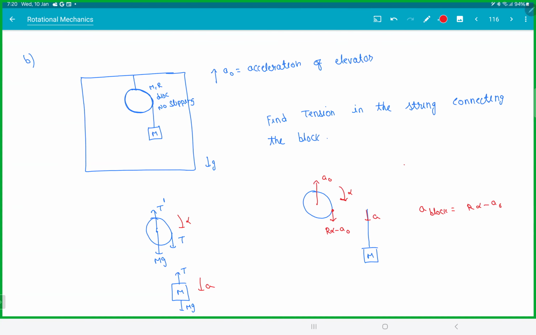Then equations are same though. So if you take torque about the center, T into R is equal to I alpha, mg minus T is equal to ma. They all look same, only the constraint equation will be different. I will leave it to you here. This equation will change. Everything else will remain same. Substitute and you'll get the answer.